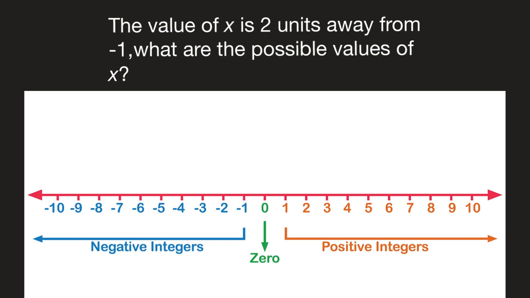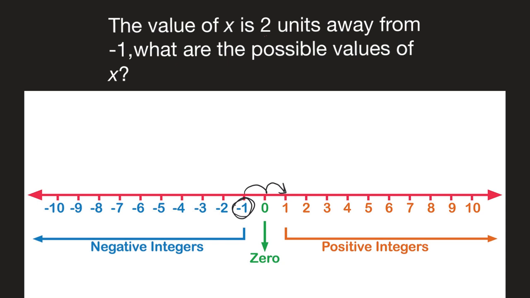Now I changed the problem slightly, and now it says the value of x is 2 units away from -1. What are the possible values? Okay, so in this case, I'll start at -1. So here's my -1, and I want to go 2 units on either side of that. Now in this case, I'm going to go from the negative side. I'm going to have to cross 0 and head into 1.